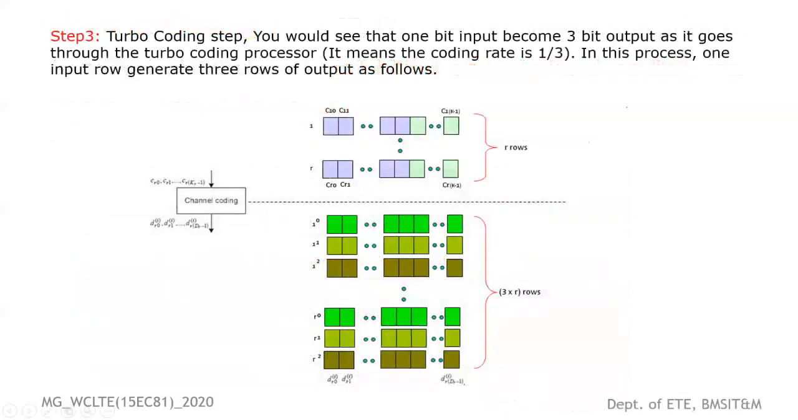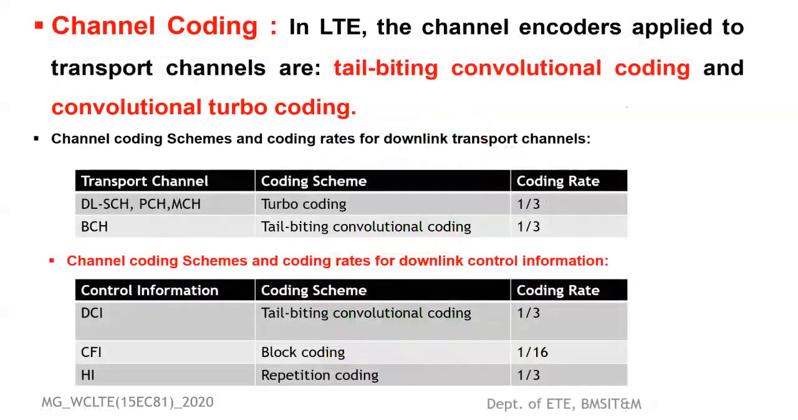So for that, block coding is used with a coding rate of 1/16, and the last one is the hybrid ARQ indicator, that is HI. Okay, hybrid ARQ indicator. So for that, repetition coding is used with a coding rate of 1/3. Okay, so these are the different types of channel coding adopted in LTE, for the different channels I mentioned here.